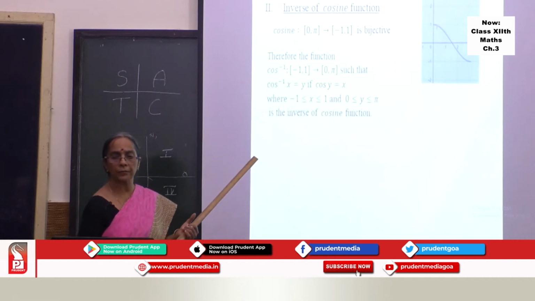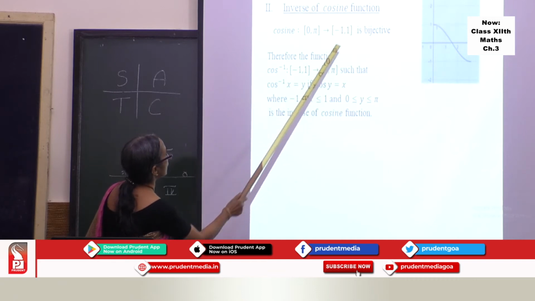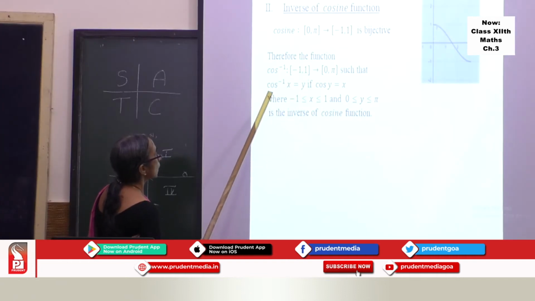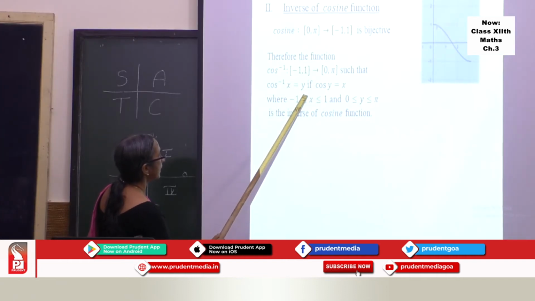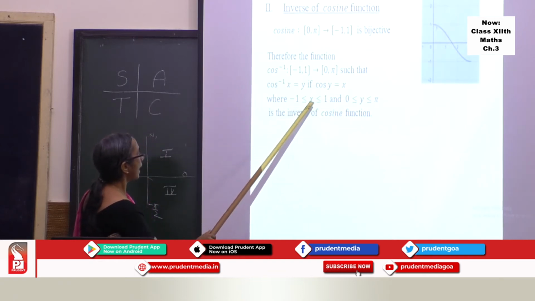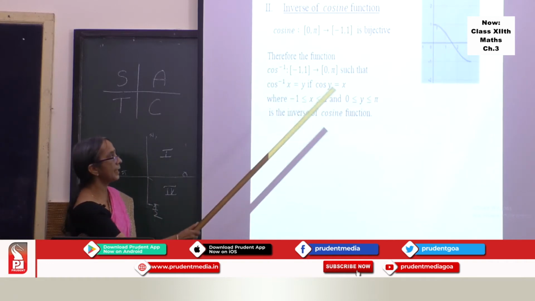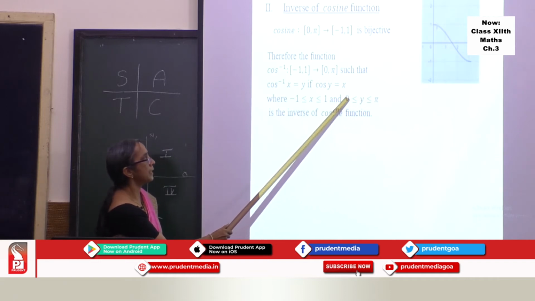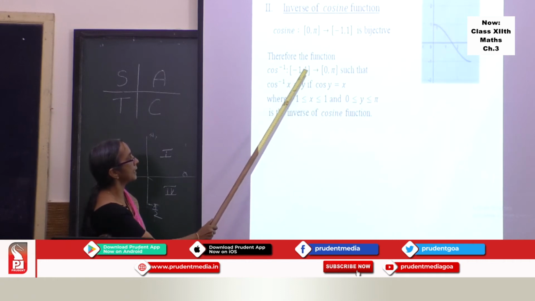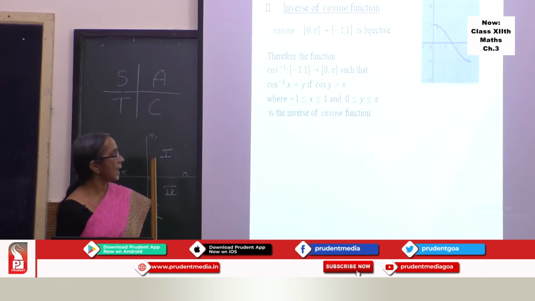The inverse of the function is from the closed interval minus 1 to 1 to the closed interval 0 to pi, such that cos inverse of x is y if cos y is equal to x, where x is a value between minus 1 and 1, and y is a value between 0 and pi, including 0 and pi. So, that means x belongs to this set, y belongs to this set. This is the inverse of the cosine function.